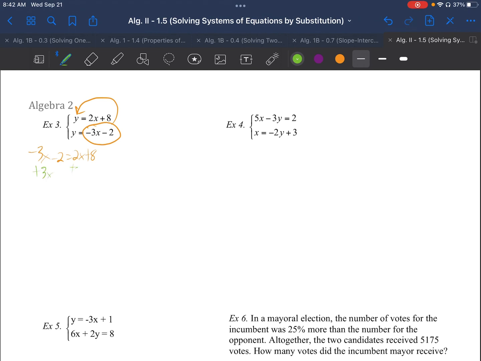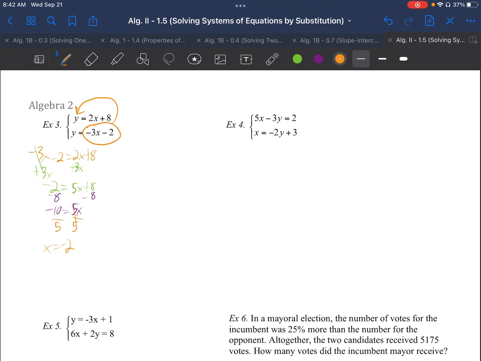Now we're going to add 3x to both sides. You could do a number of steps here. That's the step I'll choose. -2 is equal to 5x plus 8. Then I'll subtract 8 from both sides. Get -10 is equal to 5x. And divide both sides by 5 to get x equals -2.